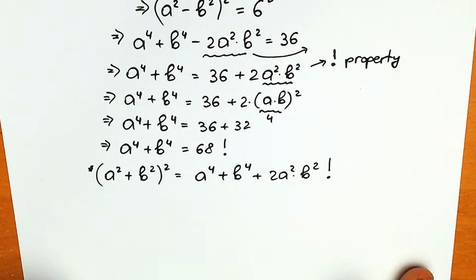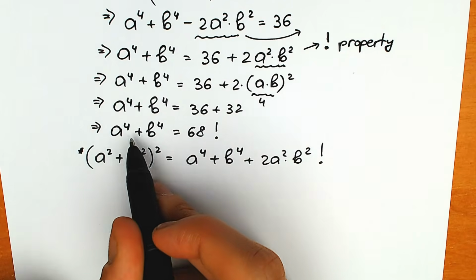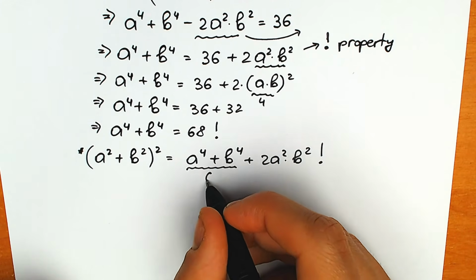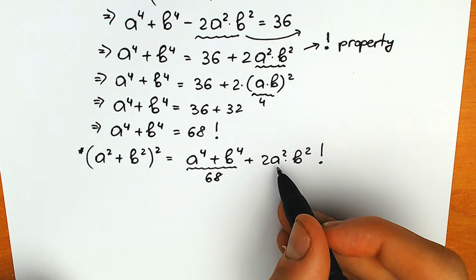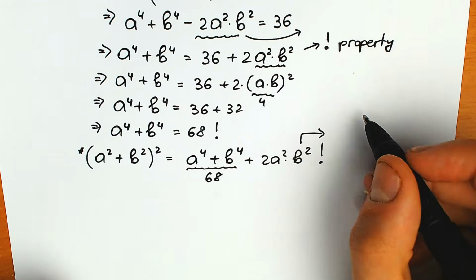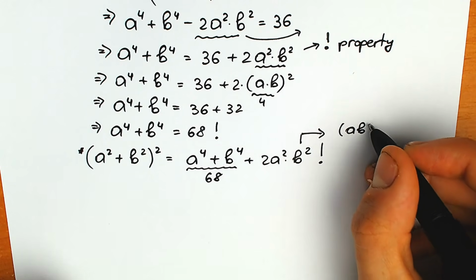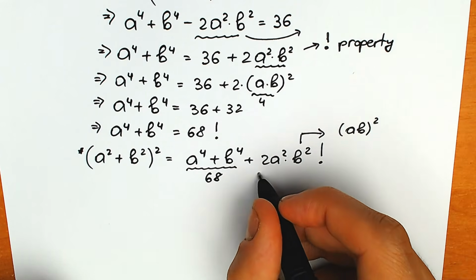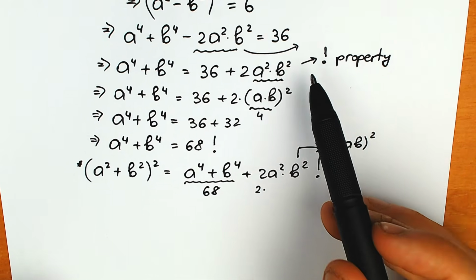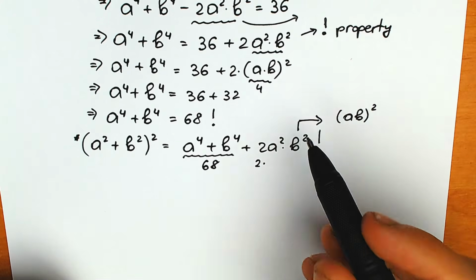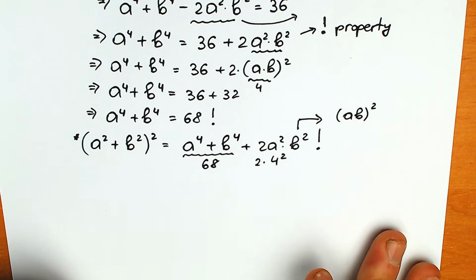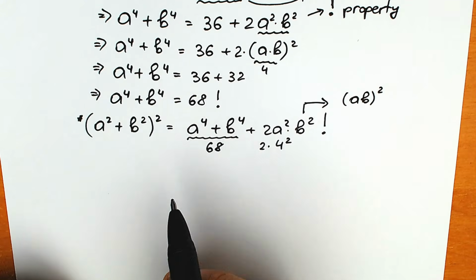And right now let's look closely. What do we know from here? a to the power 4 plus b to the power 4, we know that this is equal to 68. What about this product? We know it, I'm going to explain it right here with the same logic. This is equal to a times b to the power 2, and this is equal to 2 times a times b, where a times b equals 4 from the beginning. We have it right here. So 2 times 4 square. As a result, we can solve for a square plus b square to the power 2.